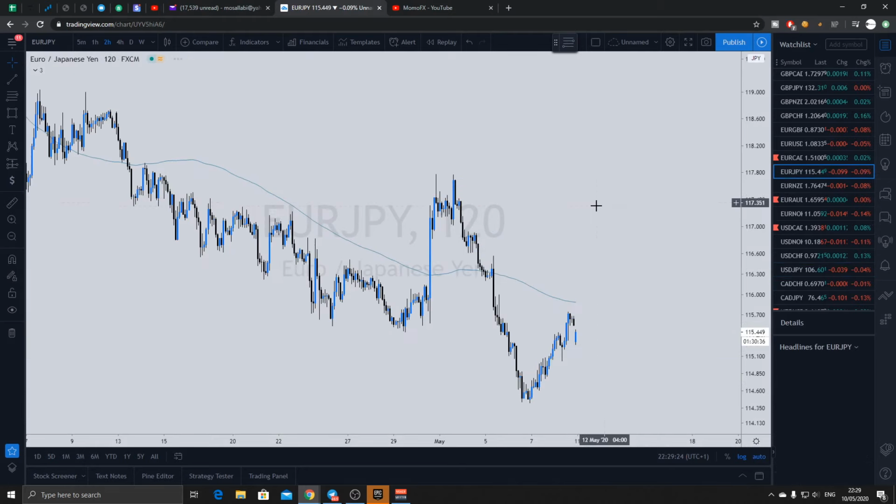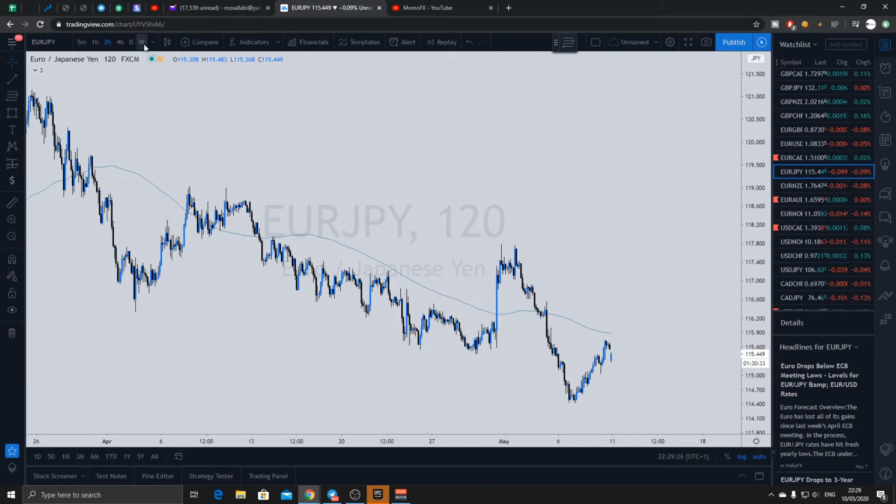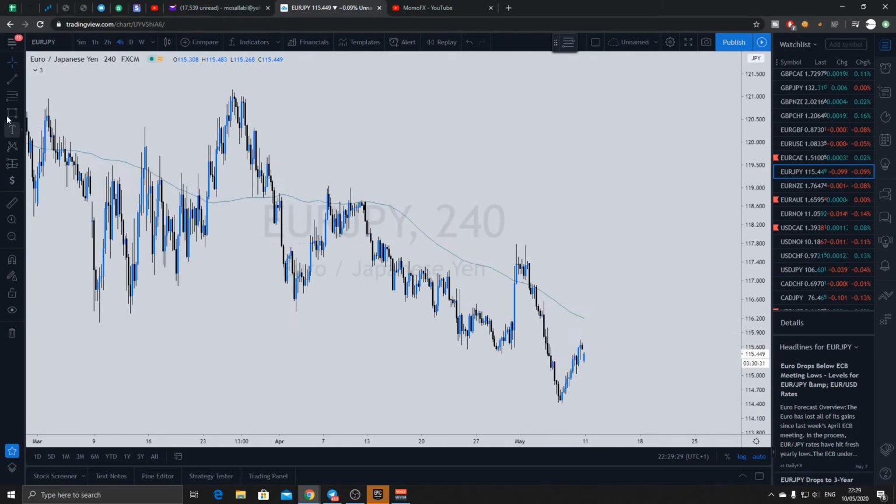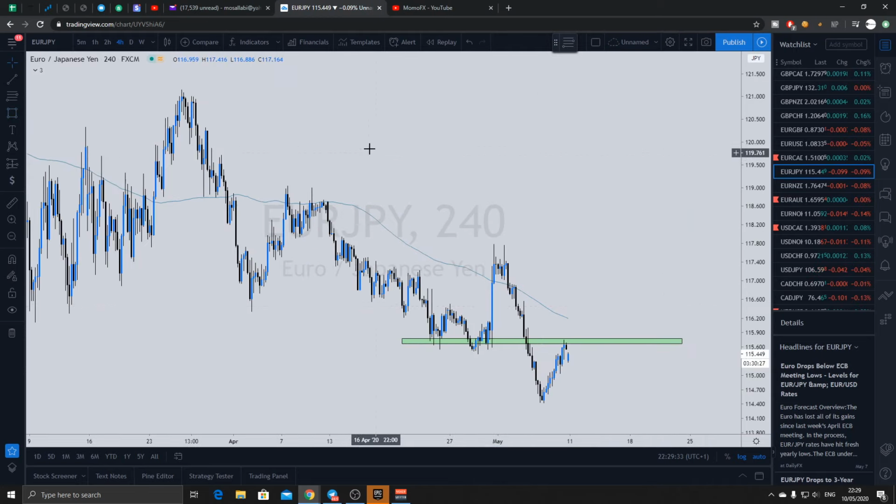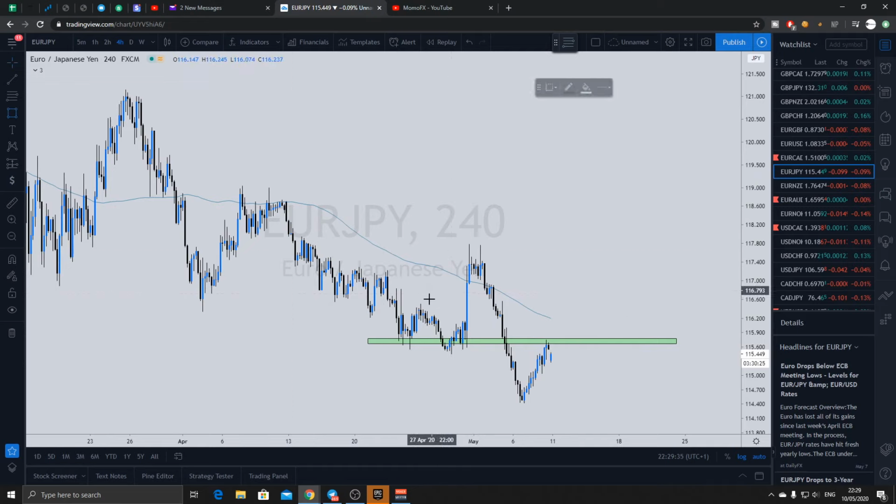Euro JPY, same thing. Right, so we had this area. Should be selling off from this area now. Boom. Even higher. Could be here actually. Right.